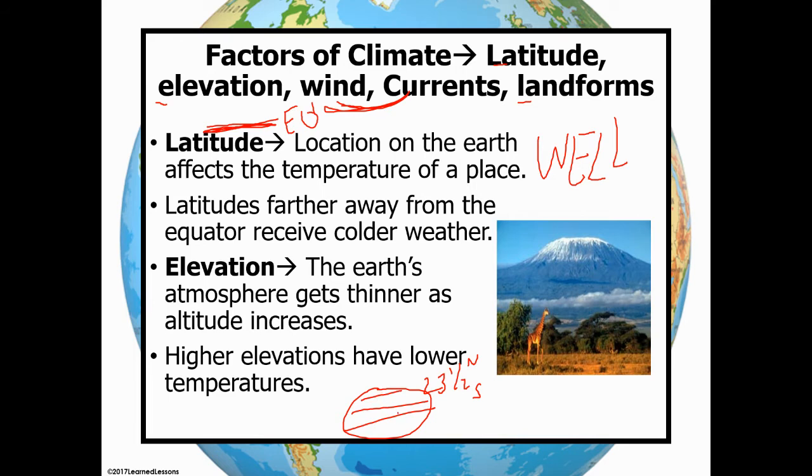Okay, so the farther away from the equator at 0 degrees you get, the colder it gets. So this is more of the equator here. Remember, we have 2 circles.